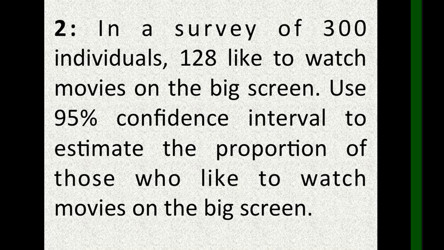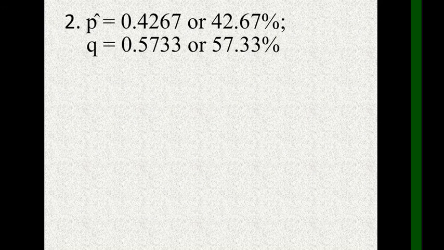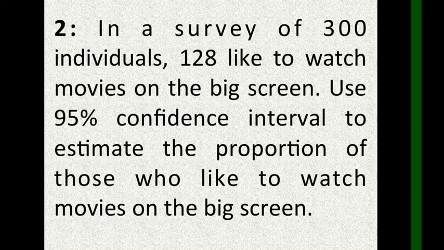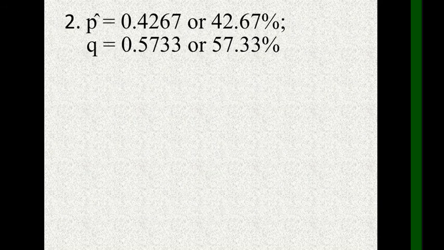Another problem. In a survey of 300 individuals, 128 like to watch movies on a big screen. Use 95% confidence interval to estimate the proportion of those who like to watch movies on the big screen. So again, we have this proportion that we've got in our previous lesson. So we have 0.4267. Paano nakuha yan? To get this, just divide 128 and 300 and you will get 0.4267. And those who don't like to watch movies, that is 0.5733. Just subtract 1 minus 0.4267 and you will get 0.5733.